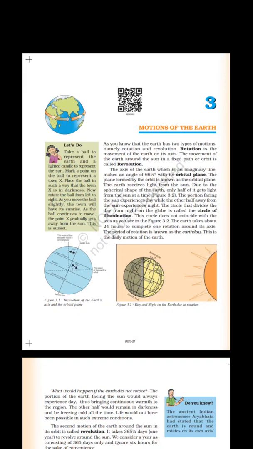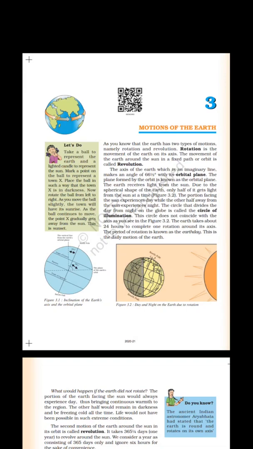As you know, the earth has two types of motions, namely rotation and revolution. Rotation is the movement of the earth on its axis. The movement of the earth around the sun in a fixed path or orbit is called revolution. The axis of the earth, which is an imaginary line, makes an angle of 66.5 degrees with its orbital plane. The plane formed by the orbit is known as the orbital plane.